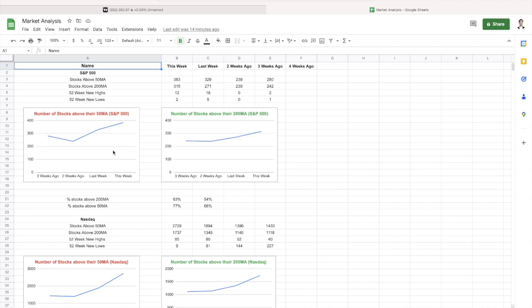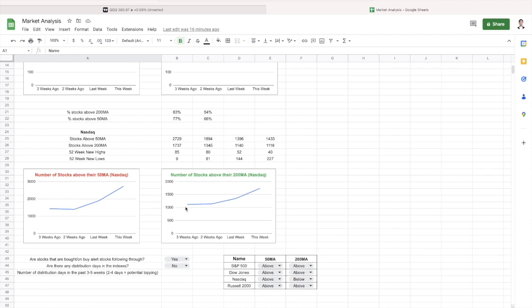And that is what we are seeing with the S&P 500 right now. And if we take a look at the percentage of stocks above their 200-day moving average, last week it was 54%. At the start of this week it is 63%. So that's a positive increase. And the same goes for the 50-day moving average. Last week we had 66% and at the start of this week we have 77%. So that's also a positive increase. All this shows that there's an increasing breadth in the markets for the S&P 500.